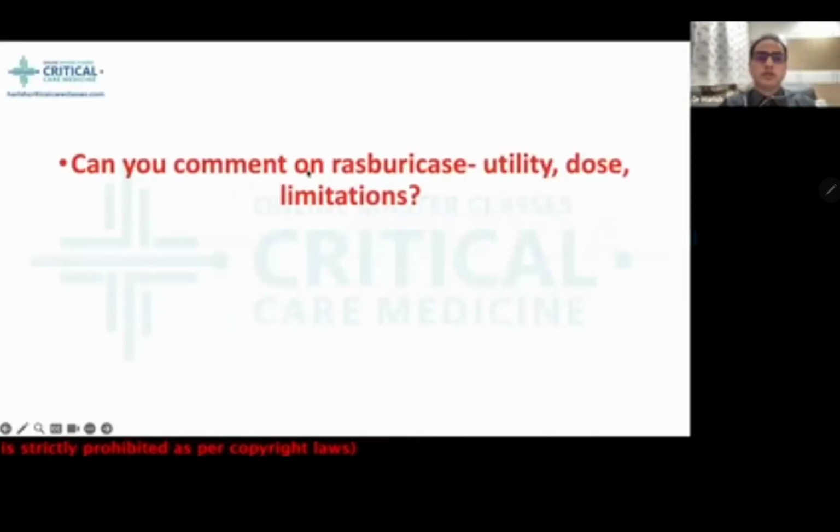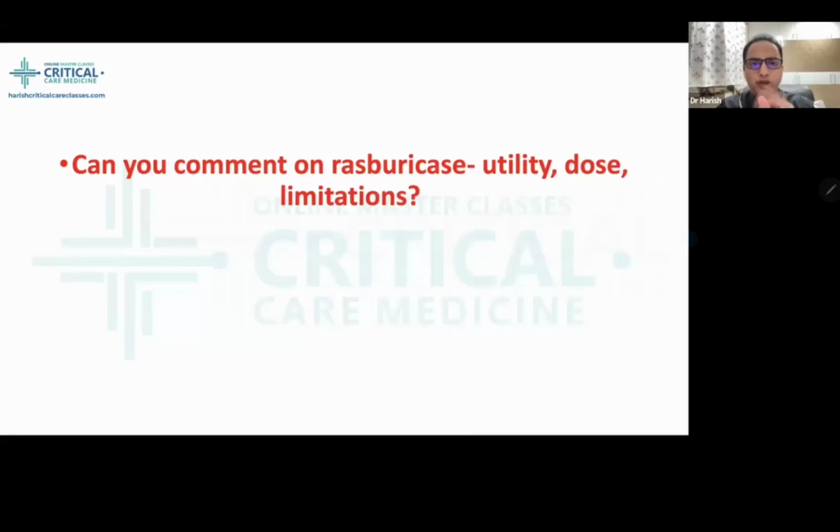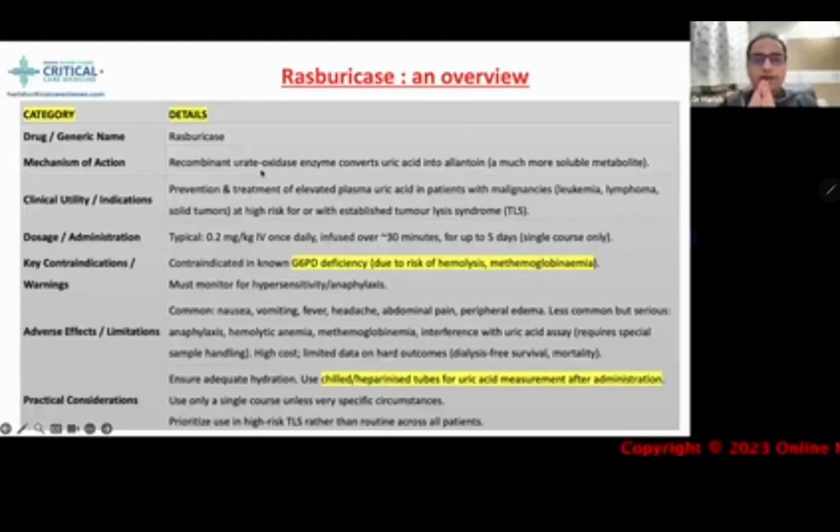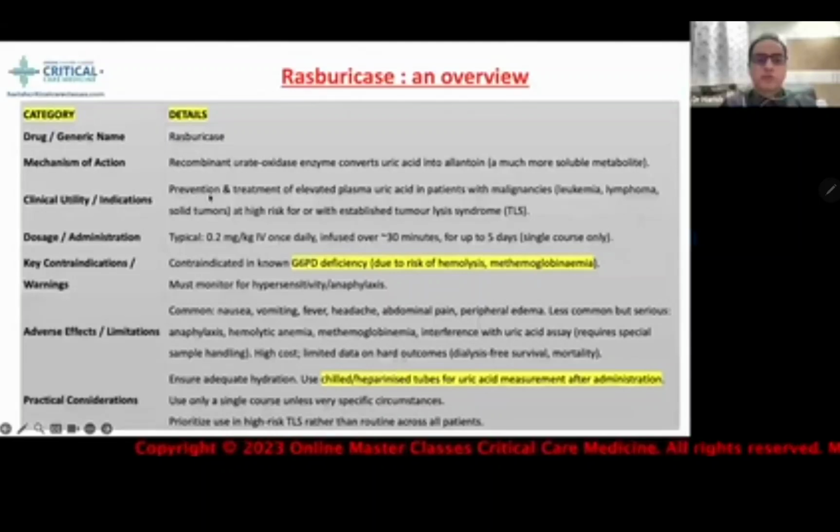Here the question is, can you comment on rasburicase, its clinical utility, how it functions, what is its dosage, what is its limitation? Very, very important. So a $1 million question for tumor lysis syndrome. Okay. So rasburicase, an overview: it is the recombinant urate oxidase enzyme that converts uric acid into allantoin, which is a more soluble metabolite. Clinical utility: prevention and treatment of elevated plasma uric acid level in patients with malignancies like leukemia, lymphoma, or solid tumor.